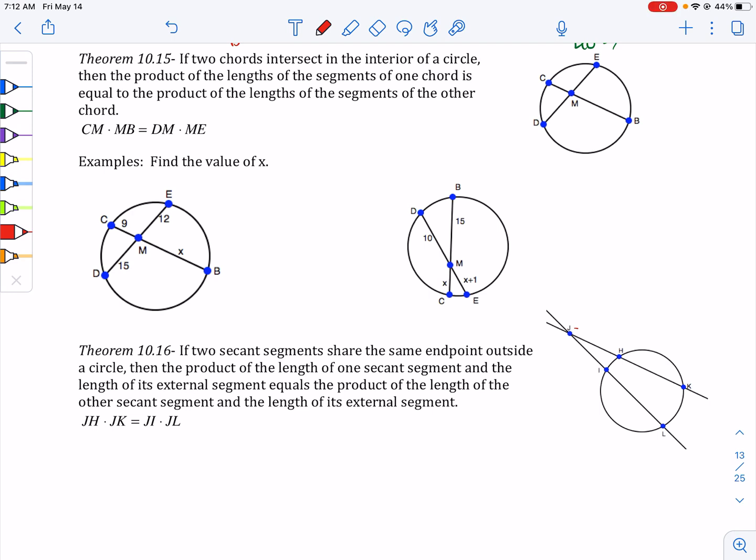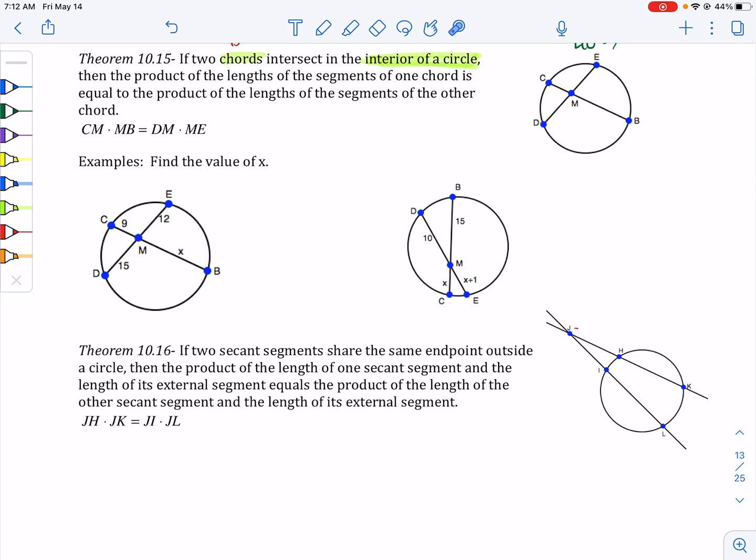So our next theorem has to do with chords in the interior of a circle. Remember, chords intersect a circle at two spots, and it's a segment. Okay? So what we're looking at is that if the chords intersect in the interior, so the inside of the circle, then the product of the lengths of the segments of one chord is equal to the product of the lengths of the segments of the other chord.